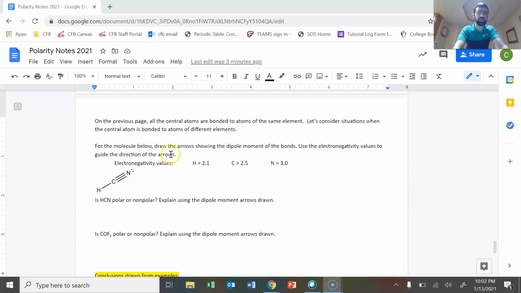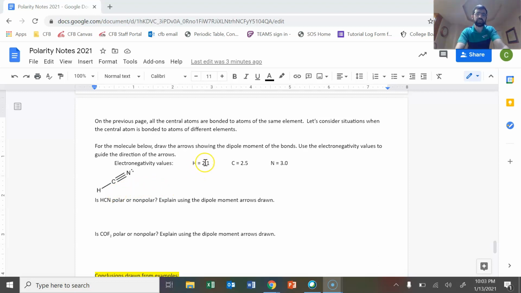For the molecule below, we're going to draw arrows showing the dipole moment of the bonds and use electronegativity values to guide the direction of the arrows. Now, the electronegativity values are given here. I know it's going to be really hard for you to draw an arrow on here. If you're doing this on paper, go ahead and do that. But if you're doing this on Google Docs like I am, you don't have to draw the arrow. We're just going to talk about it.